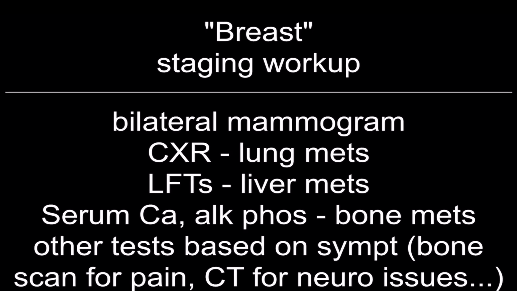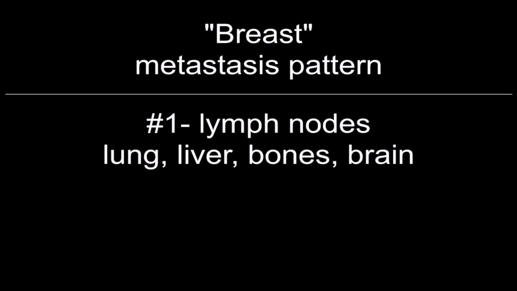How do you do staging workup for breast cancer? Bilateral mammogram, chest x-ray if you suspect lung metastases, a liver function test for liver metastases, serum calcium, alk-phos for bone metastases, other tests based on symptoms, bone scan for pain, and CT for neuro issues. Metastasis pattern of breast cancer: first, it goes to the lymph nodes, then the lung, liver, bones, and brain.